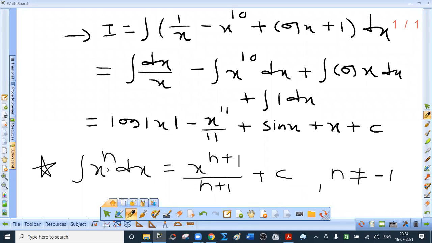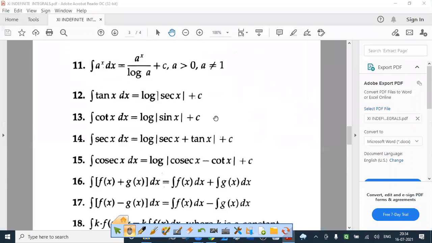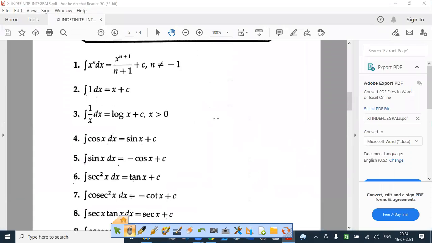So if n is minus 1, what happens? You get 1 upon x. Now can you tell me the function whose derivative is 1 upon x? Log x. Yes, I have written that only. Just a minute. I will show you that. See, integral x raised to n is x raised to n plus 1 upon n plus 1, n not equal to minus 1. But if n is minus 1, then it becomes x raised to minus 1, that is 1 upon x. What is the integral of 1 upon x? Log x. Right? But Atharva, good question.